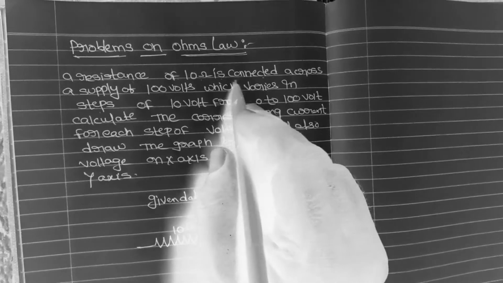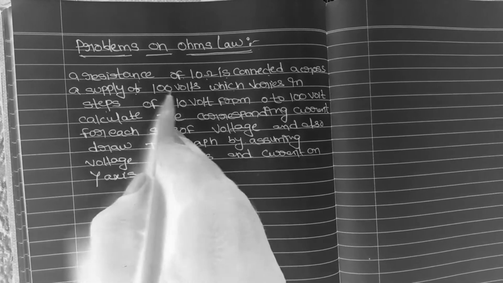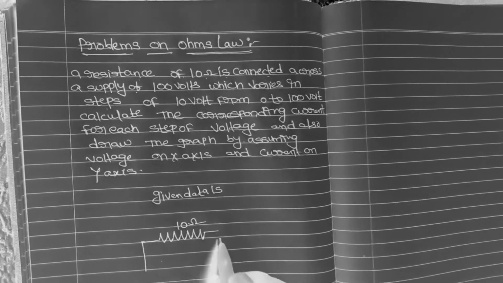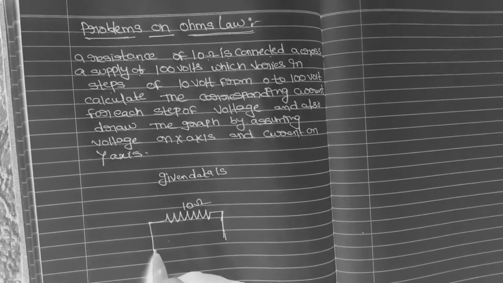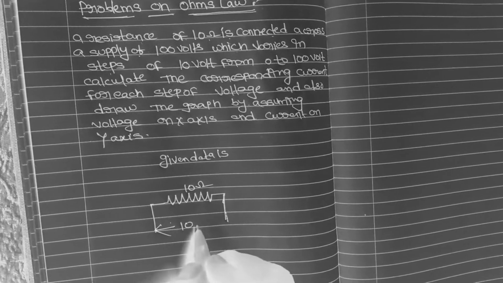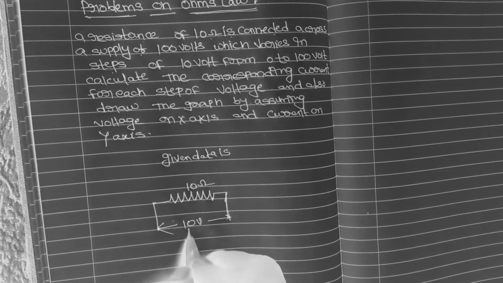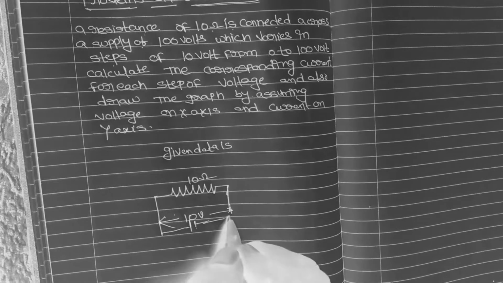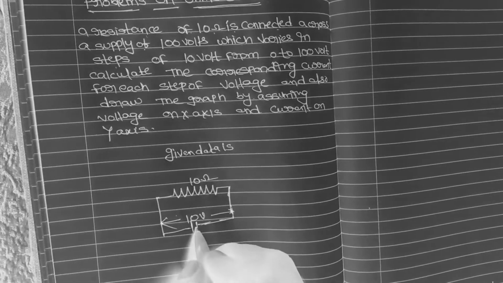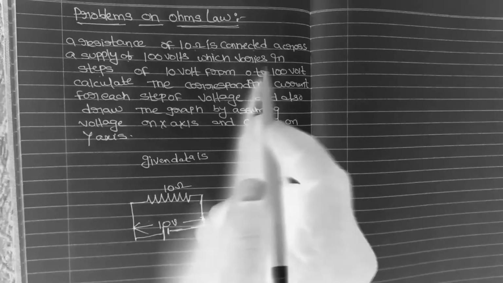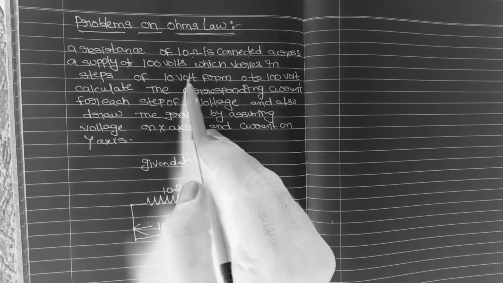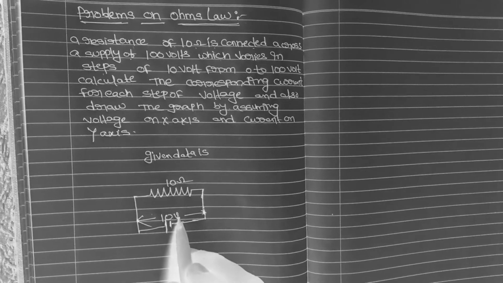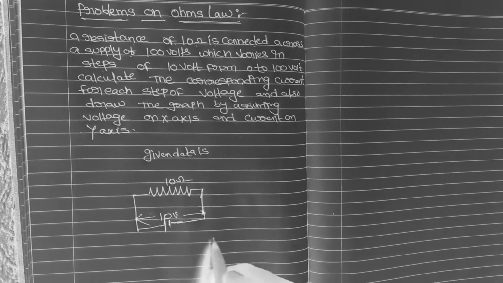It is also connected across a supply of 100 volts. That means this resistance is connected across the 100 volts battery, so we have to represent it like this. This is the battery; we already know the symbol of a battery indication. So this is the representation of the battery, which varies in steps of 10 volts from 0 to 100 volts.